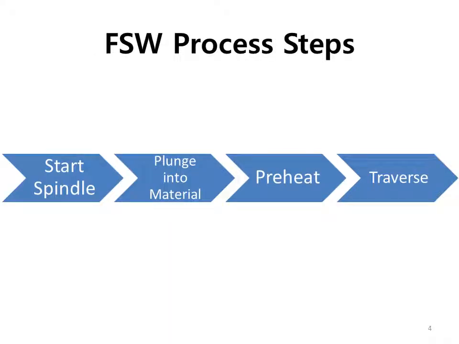There are a few friction stir welding process steps, which start with start spindle, followed by plunge into material, preheat, and traverse. Like the schematic before, a rotating cylindrical tool with a profiled probe is fed into a butt joint between two clamped workpieces until the shoulder, which has a larger diameter than the pin, touches the surface of the workpieces. The probe is slightly shorter than the weld depth required, with the tool shoulder riding atop the work surface.